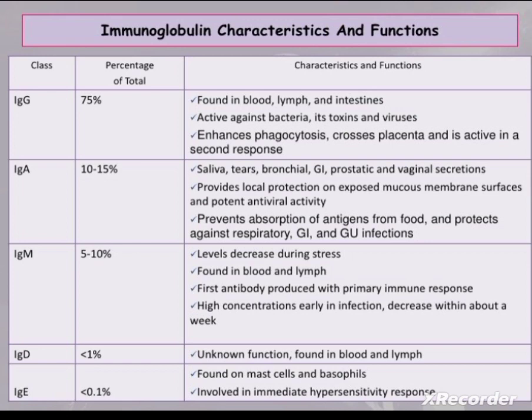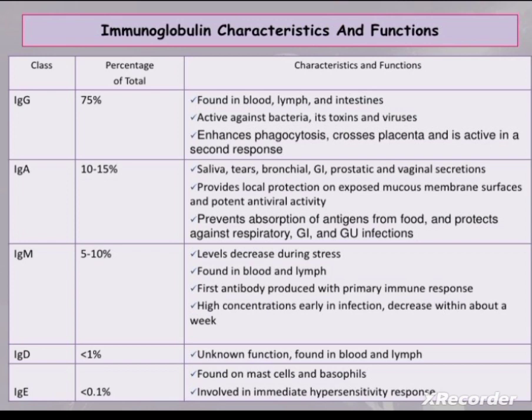First antibody produced with primary immune response, with high concentration early in infection and decreasing in a week. So IgM decreases during stress and IgM is mainly produced with the primary immune response, but it is short lived and it is present in blood and lymph. Other name of IgM is millionaire molecule or heavy immunoglobulin. Okay.